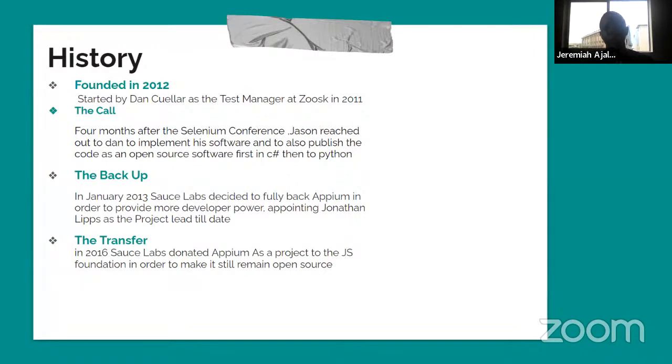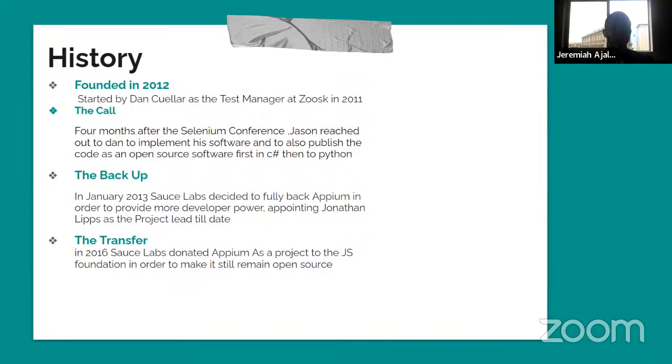Then 4 months later, they attended the Selenium conference where he first put the APM software out to the public and made it open software. The language used to create it then was C Sharp, but it later changed to Python.